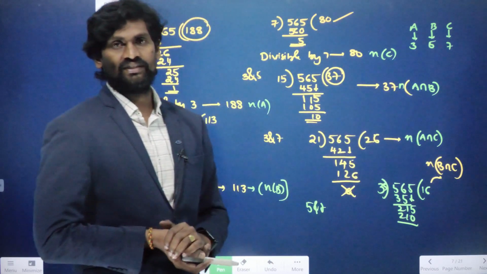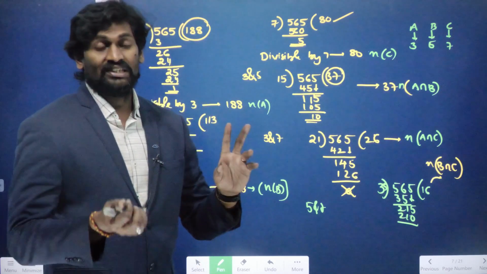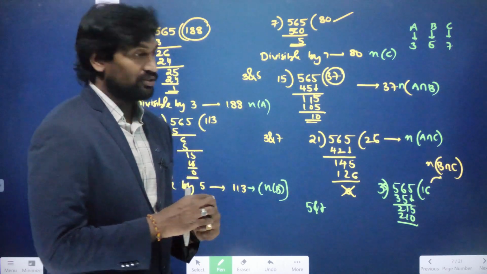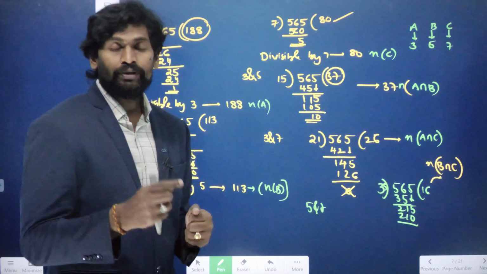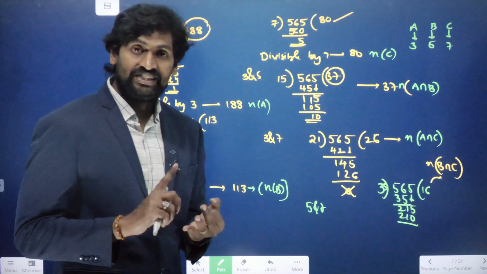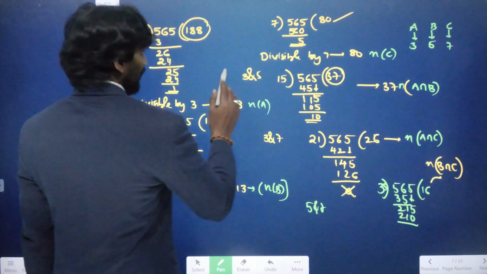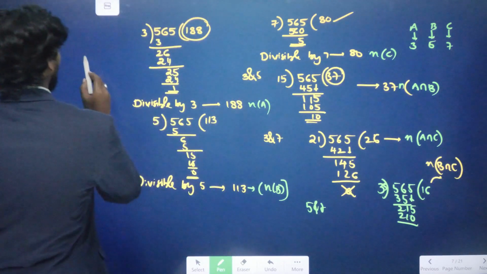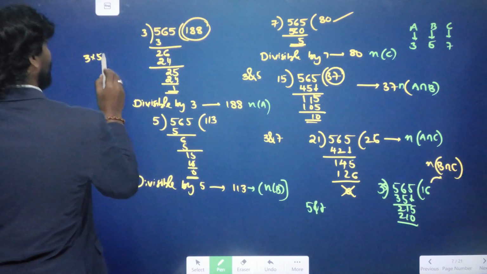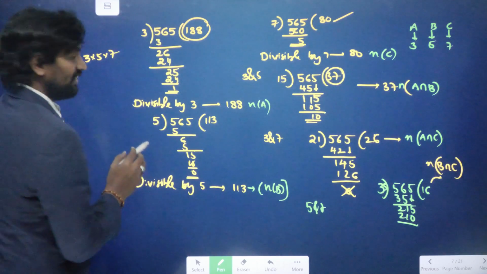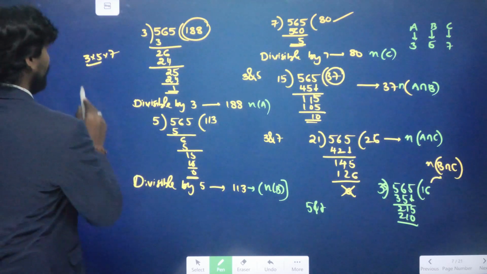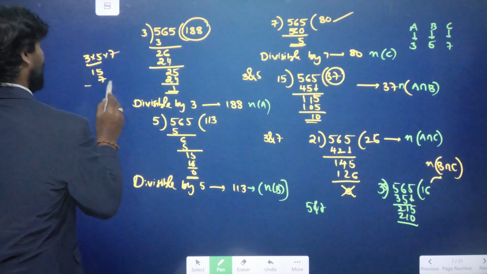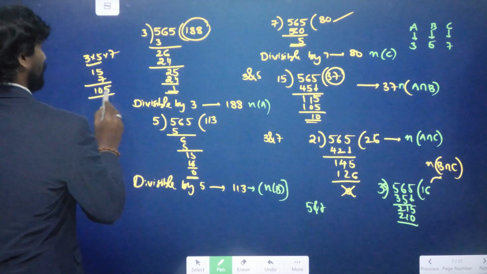Next, the last combination, all 3 of them together: divisible by all of 3, 5, 7 together. They are all prime numbers, so the combination is 3 into 5 into 7. 3 5s are 15, 15 into 7 is 105.